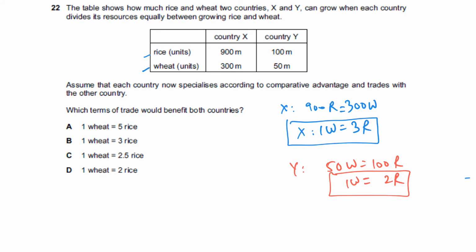Okay, the question is asking us that assume that each country now specializes according to comparative advantage. Which terms of trade would benefit both countries? Well, the terms of trade, or exchange rate, in between these two opportunity costs would be beneficial, and that's why C is the right answer, which says 1 wheat is equal to 2.5R, which is lying in between 1 wheat is equal to 2R and 1 wheat is equal to 3R. So C is the right answer, where the exchange rate is in between the two opportunity costs.